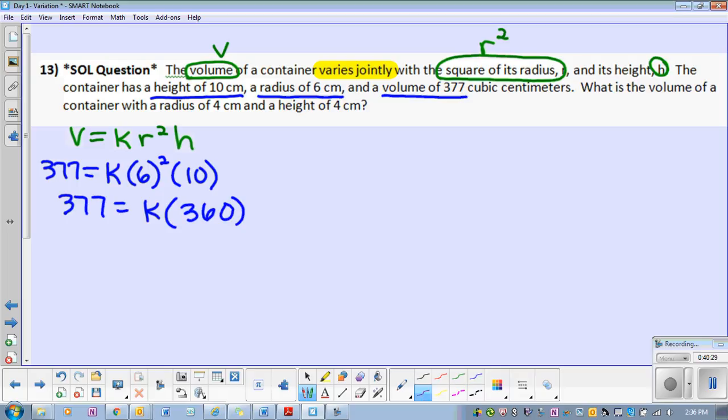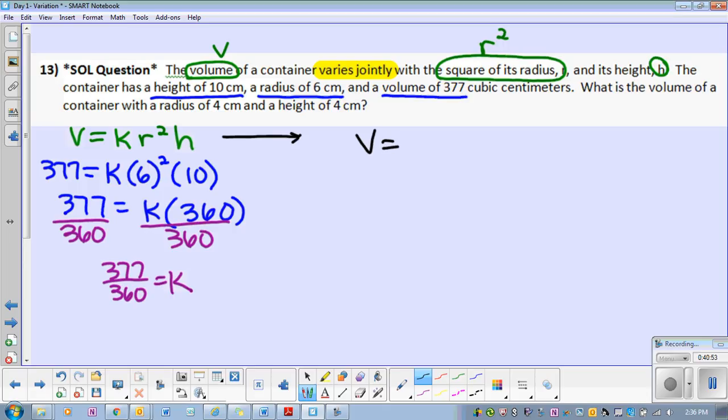And then in order to solve for K, I need to divide by 360. And you know what? That's going to be a really ugly decimal. So how about we just leave it as a fraction? 377 over 360, that equals K. Okay? So then that tells me I need to rewrite this equation. V equals 377 over 360 times R squared times H.